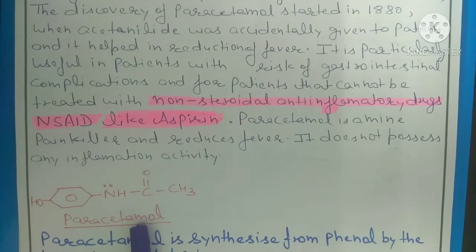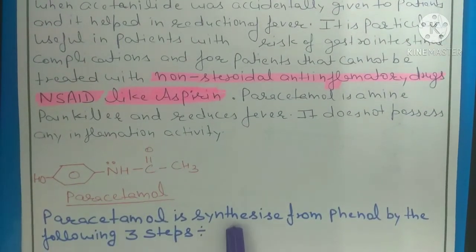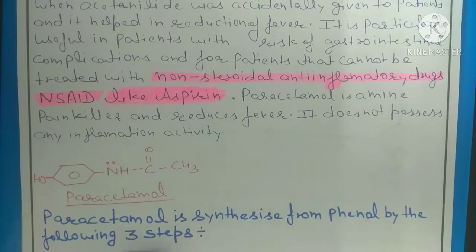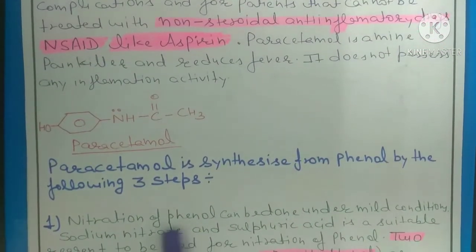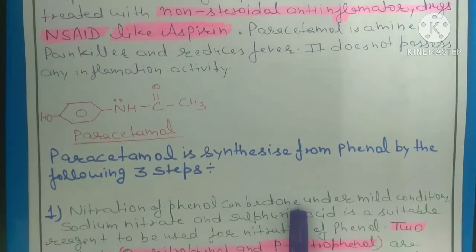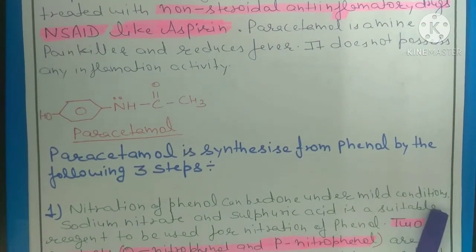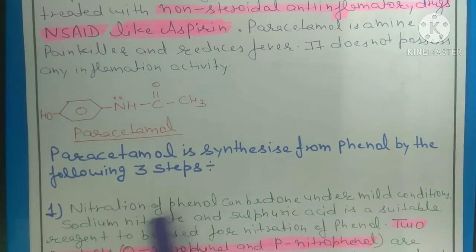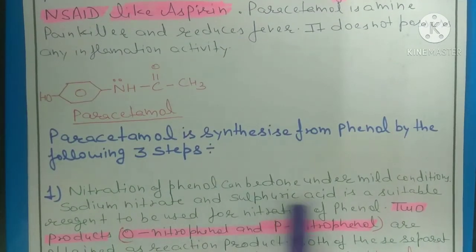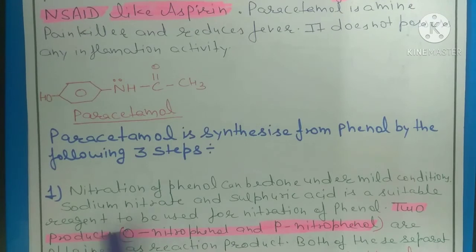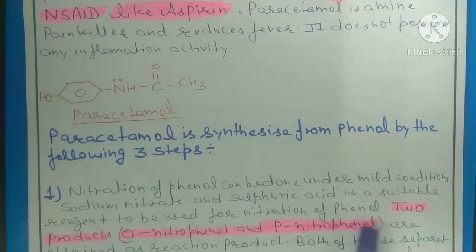Now here, this is the structure of paracetamol. Paracetamol is synthesized from phenol by the following 3 steps. Now the first one is nitration of phenol, which can be done under mild conditions. Nitration is an electrophilic substitution reaction. Sodium nitrate and sulfuric acid are suitable reagents to be used for nitration of phenol.